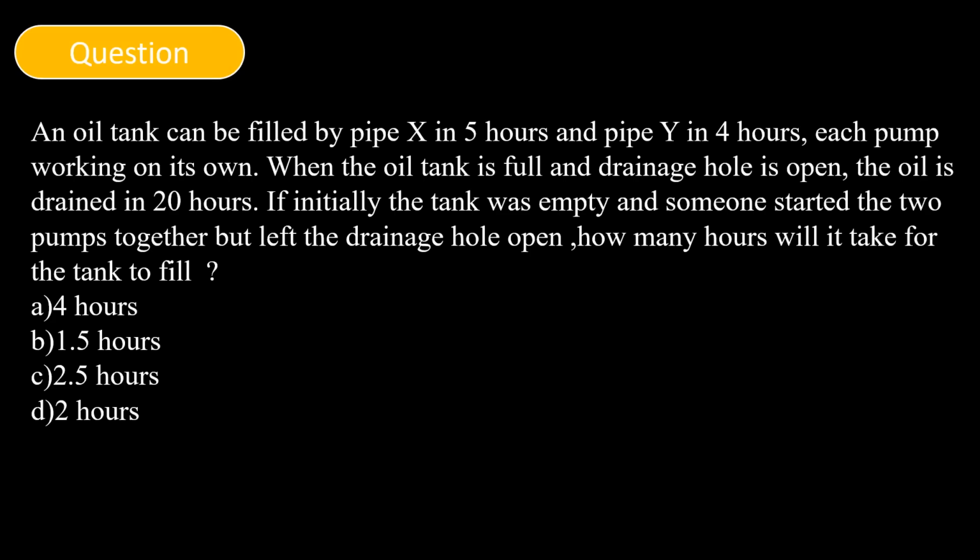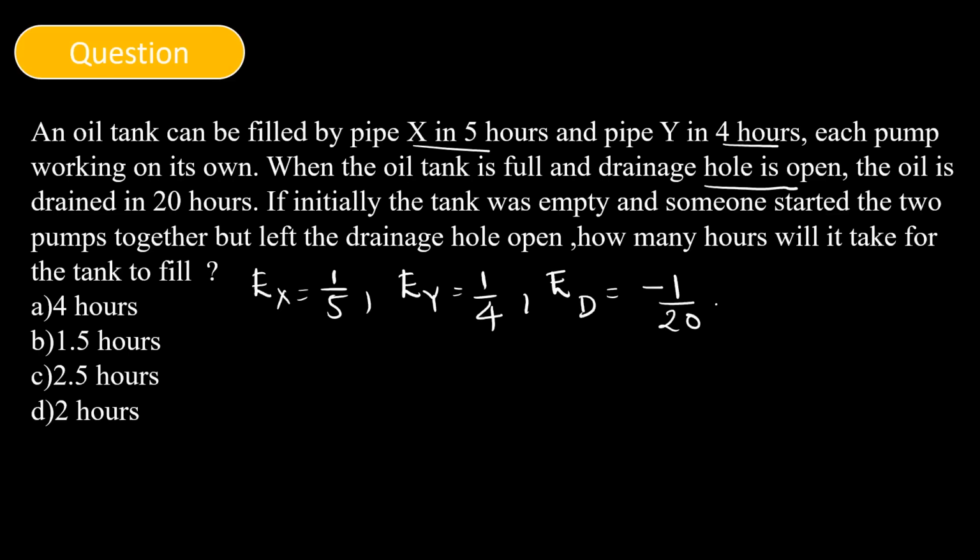It is said that pipe X can fill the tank in 5 hours. That means the efficiency of pipe X is 1 by 5. Now pipe Y can fill the tank in 4 hours. That is, the efficiency of pipe Y is 1 by 4, and they are working on their own. When the oil tank is full and the drainage hole is open, the oil is drained in 20 hours. So the efficiency of the drainage is minus 1 by 20. Filling is taken as positive and emptying is taken as negative.